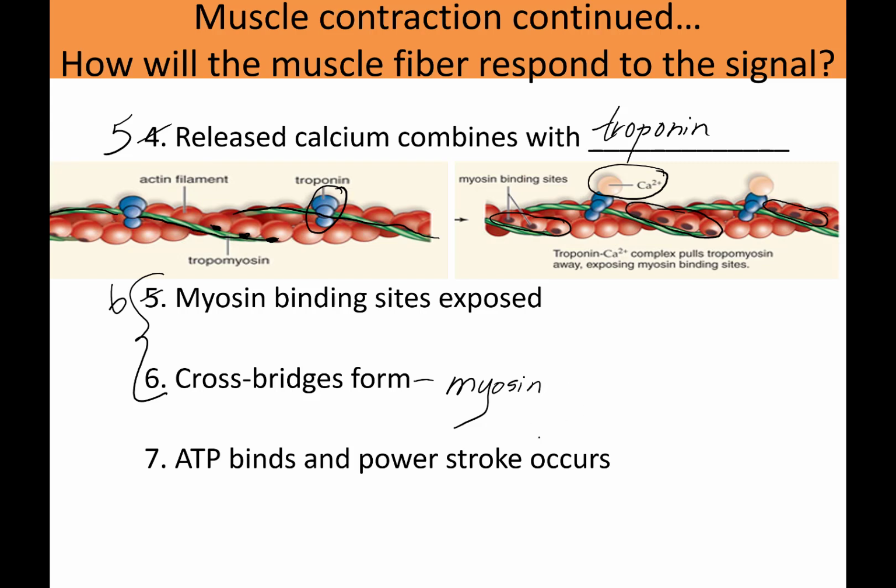Myosin on that cross bridge, so here's the myosin coming out, here's kind of this little myosin head or myosin cross bridge. It has a little binding site on here that ATP can bind to. And so when ATP binds, it basically powers or energizes that myosin cross bridge, and then something called the power stroke happens.